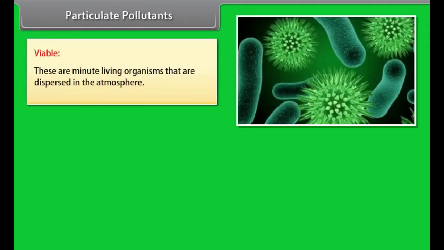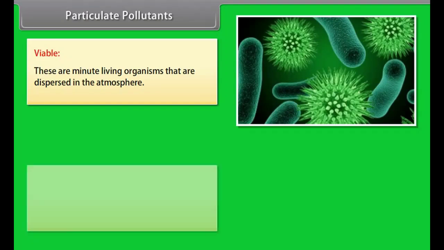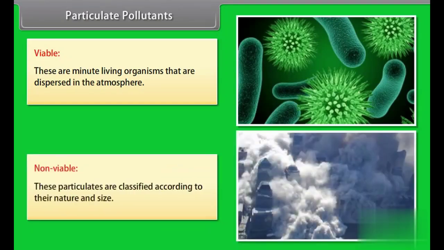Viable. These are minute living organisms that are dispersed in the atmosphere. Example: bacteria, fungi, molds, algae, etc. Non-viable. These particulates are classified according to their nature and size.